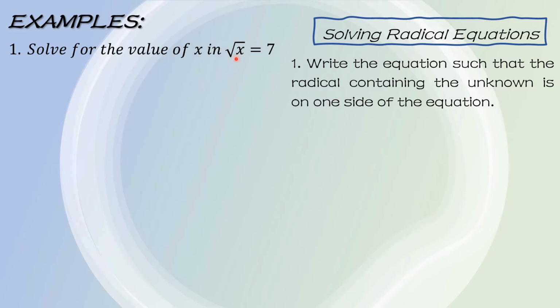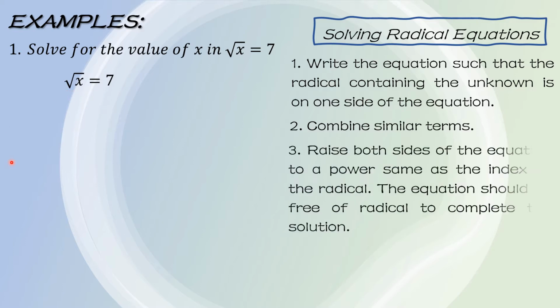So, palagi po natin sundan yung left side. So, let us rewrite the given radical equation, square root of x equals 7. Since nasa left side na ang ating radical, so proceed tayo sa second step, combine similar terms. Kung mapapansin nyo, wala na tayong kailangan pang i-combine. So, hindi pwedeng i-combine ang square root of x at 7 dahil magkaiba silang ng value. So, 7 is constant and square root of x is a radical.